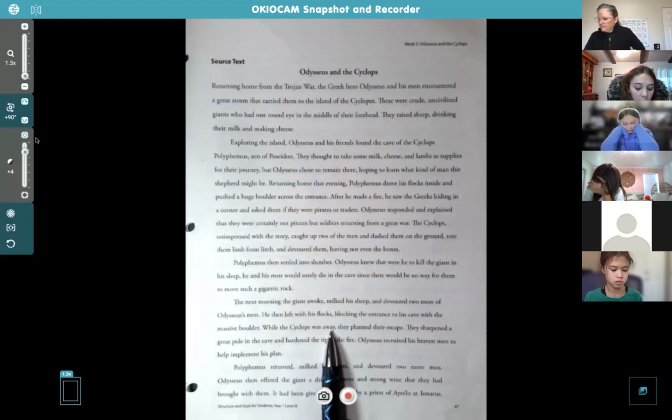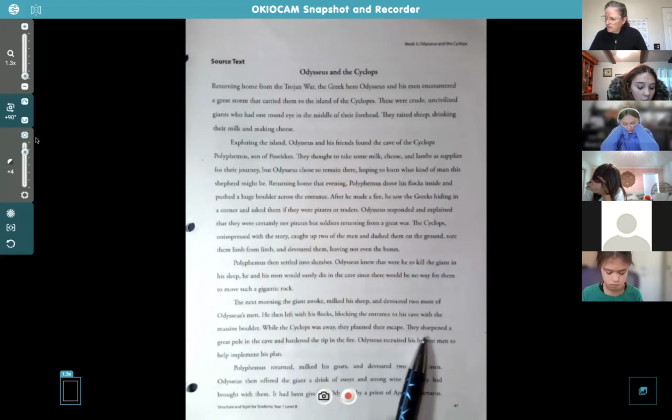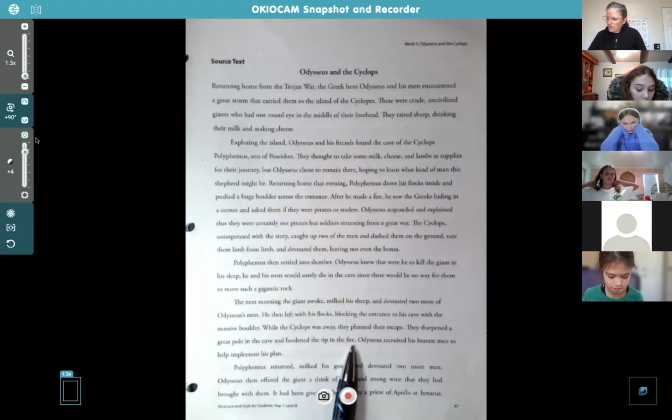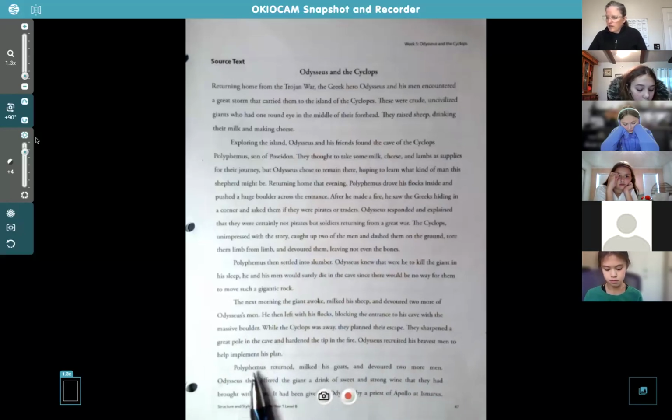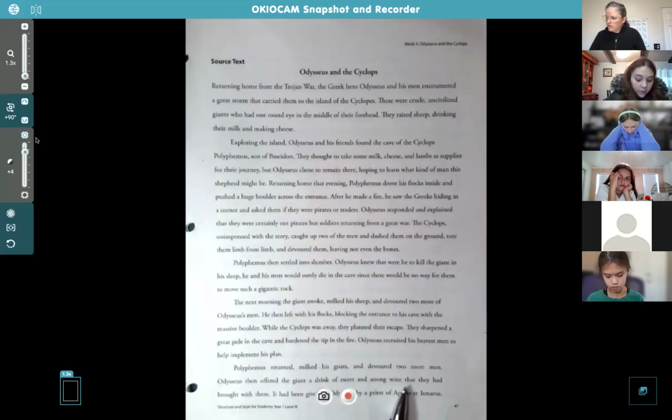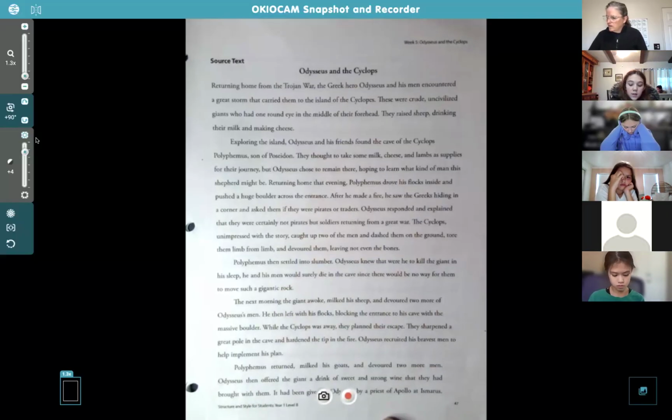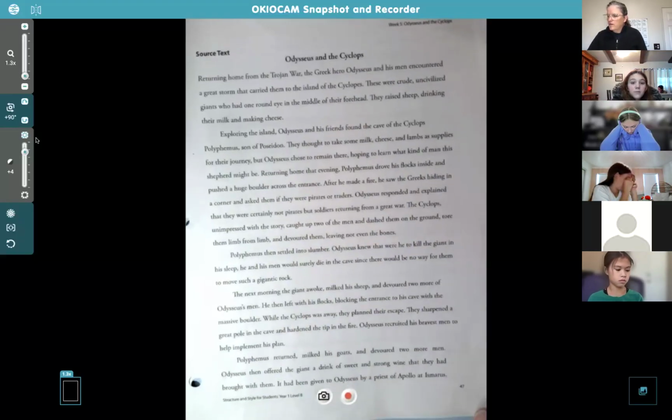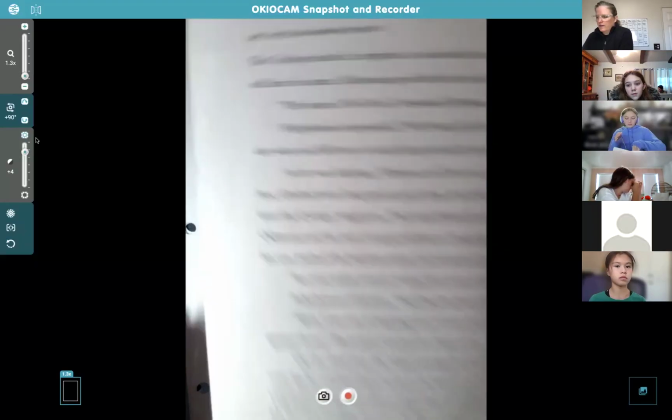While the Cyclops was away, they planned their escape. They sharpened a great pole in the cave and hardened the tip in the fire. Odysseus recruited his bravest men to help implement his plan. Implement. Okay, good. Polyphemus returned, milked his goats, and devoured two more men. Odysseus then offered the giant a drink of sweet and strong wine that they had brought him. It had been given to Odysseus by a priest of Apollo at Ismaris. Okay, good. Now Dakota can take it from here on the back.